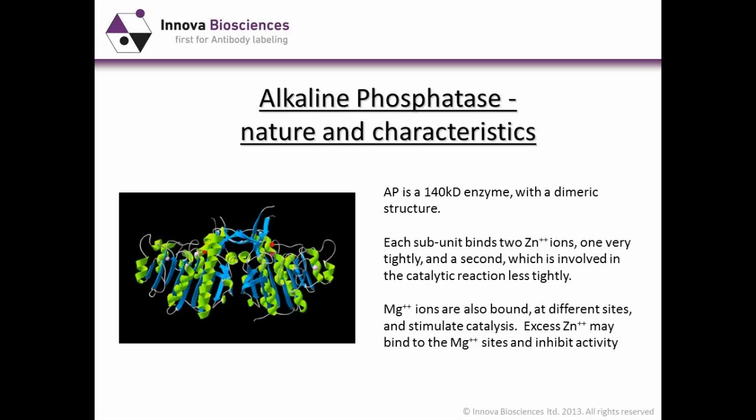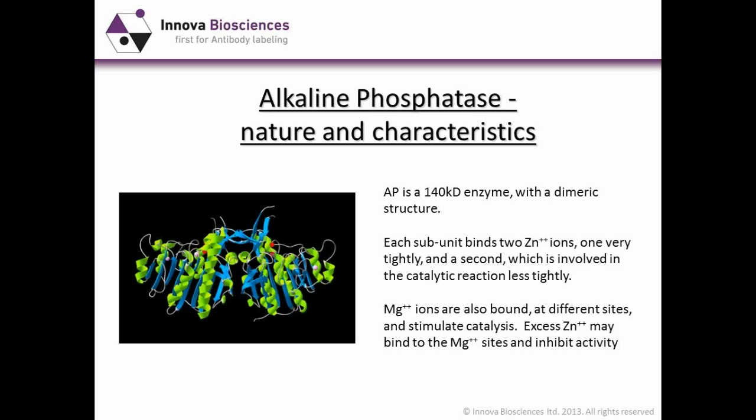Quite importantly, AP has interactions with both zinc and magnesium ions. Each subunit binds two zinc ions. One of those is bound very tightly, and one of them rather less tightly, and it's that one that is involved in the catalytic reaction. I.e., if it's not there, the catalytic reaction is slowed down or won't progress.